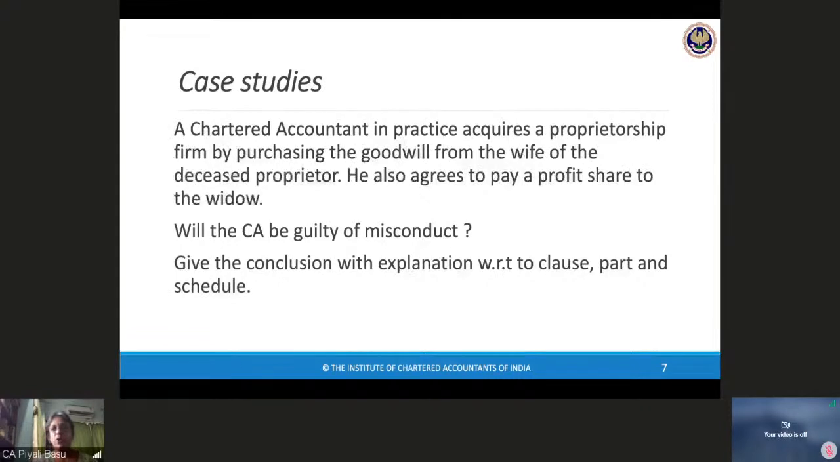Of course he can buy the goodwill and pay the price of the goodwill to the deceased's wife. That's correct. There is no misconduct on that. But over and above the cost of the goodwill, he is also willing to pay a share of the profit to the widow. That's a misconduct under clause 2, because we are not mentioning whether the widow is a partner here. She's not a partner, is it not?